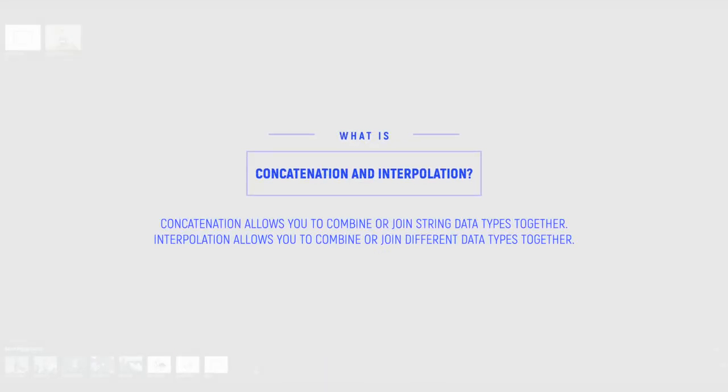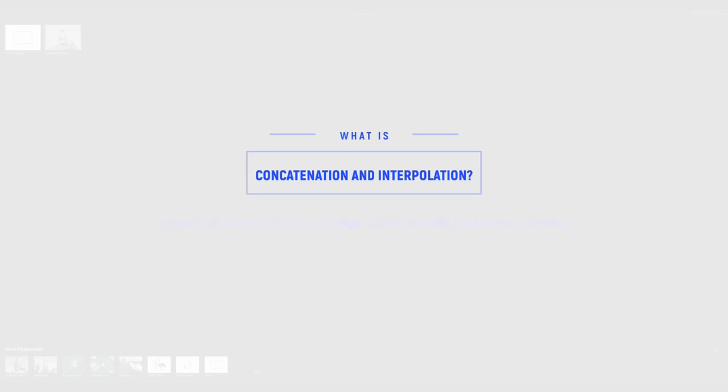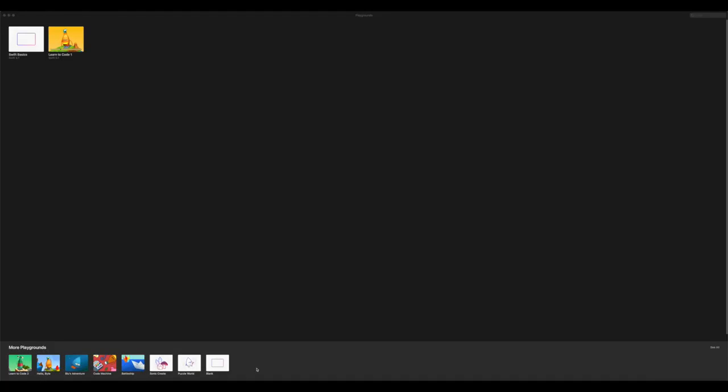So first up, what is concatenation and interpolation? Well, concatenation allows you to combine or join string data types together, and interpolation allows you to combine or join different data types together. When we talk about data types, data types are just the type of data that we are using. For example, a string is text, and an integer is a whole number, which could also be negative or positive and does include the number 0.